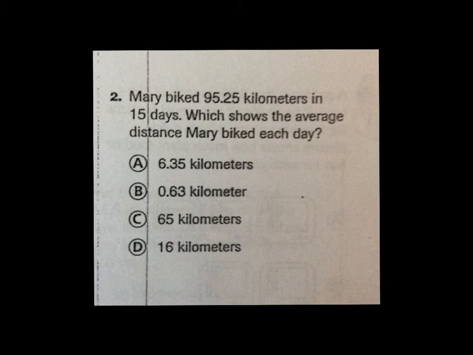Number 2. Mary biked 95 and 25 kilometers in 15 days, which shows the average distance Mary biked each day. A, 6 and 35 kilometers, B, 63 kilometers, C, 65 kilometers, D, 16 kilometers.